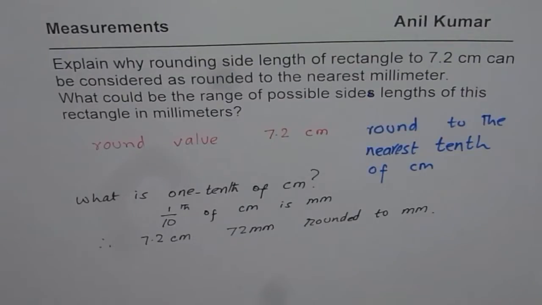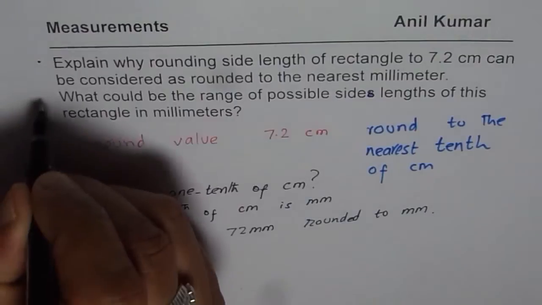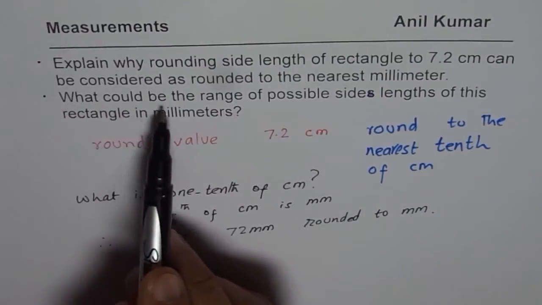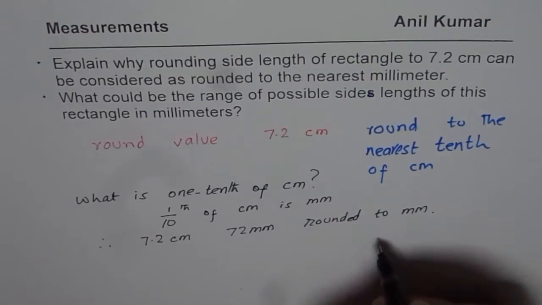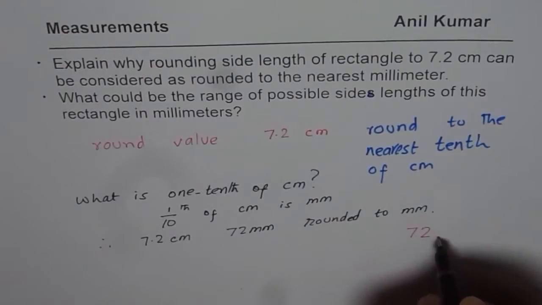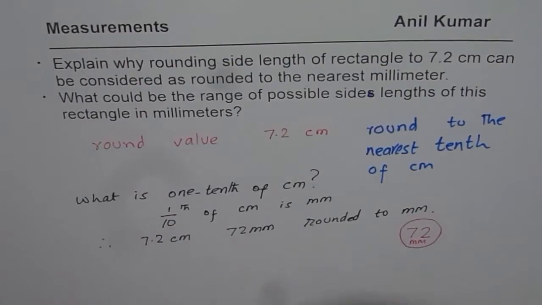Now the second part of this question. We have explained the first part. Now the second part is: what could be the range of possible side lengths of this rectangle in millimeters? Now you should think about what the values could be before rounding. After rounding, you need 72 millimeters. Before rounding, what the values could be is what you have to think about.